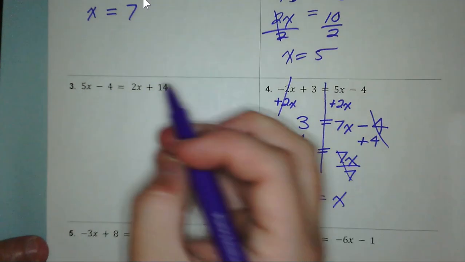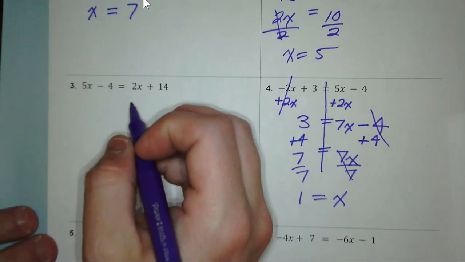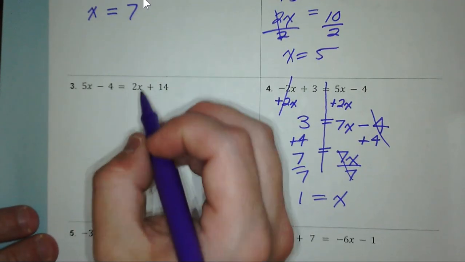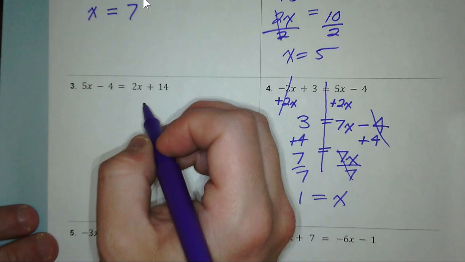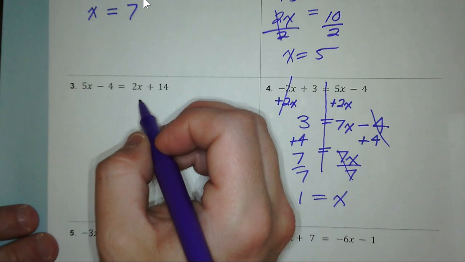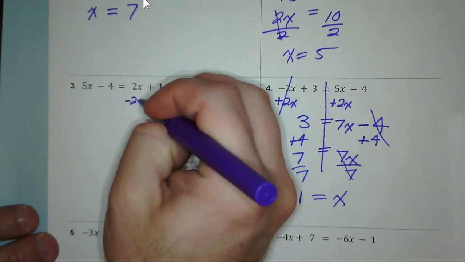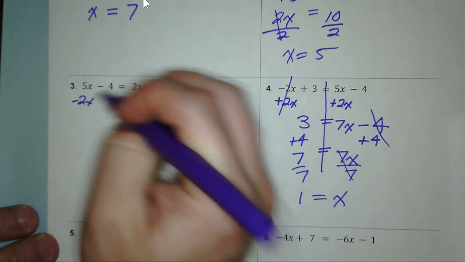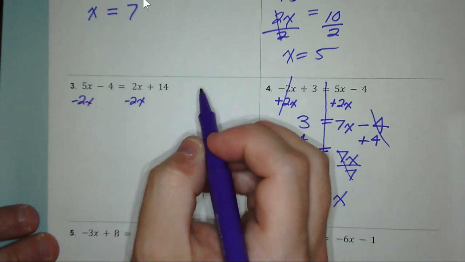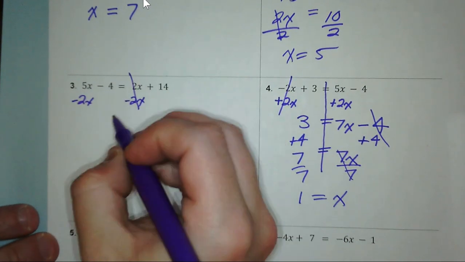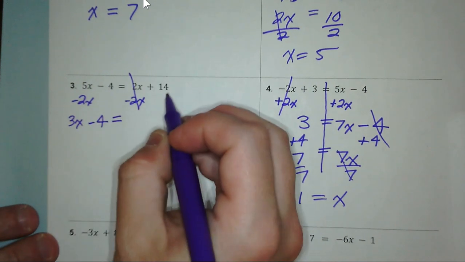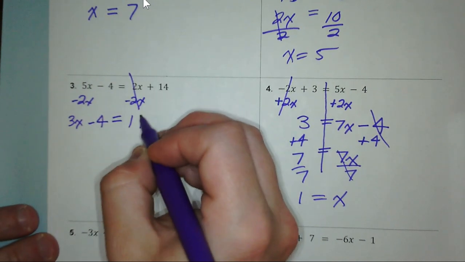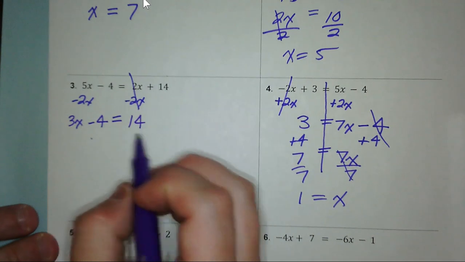Okay? Really quick, gang, think to yourself, what would you do first in number 3? Perhaps what you thought to do was subtract 2x from both sides. So that's now gone. Now this is a 3x with the minus 4, and over here we have a 14. Then what would you do?